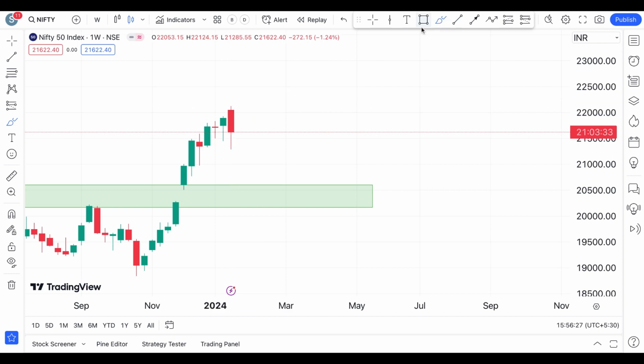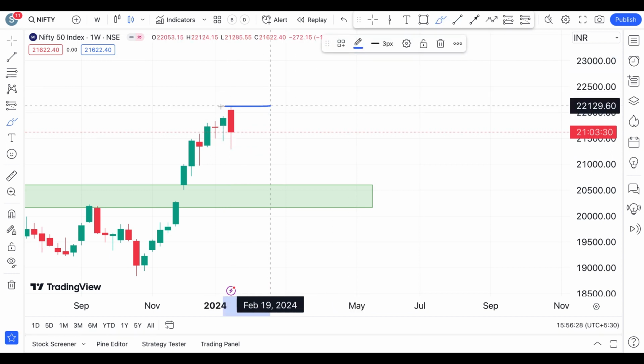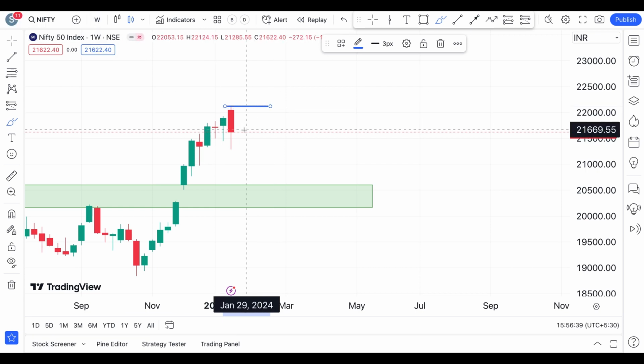But if you see any close above this bearish engulfing pattern right there, then again you can think that the Nifty is back on track towards the uptrend. Okay, so this is how on a weekly chart Nifty definitely is looking bearish based on this particular candle.